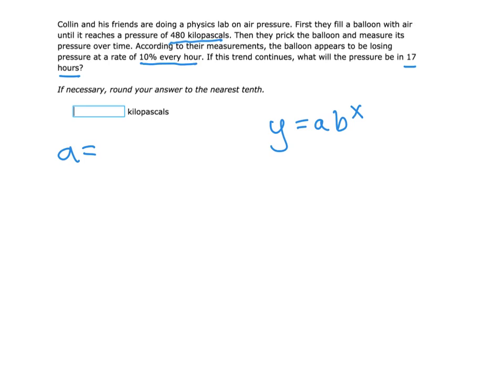Let's talk about our values here. The initial value is that 480 kilopascals. Pascals? Pascals? I don't know. I don't feel like it sounds right no matter how I say it.